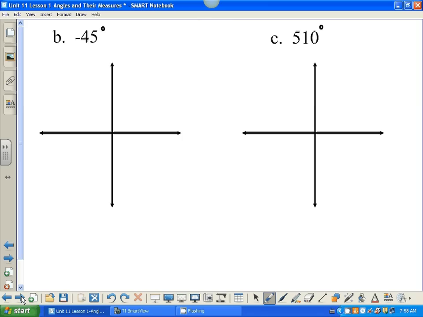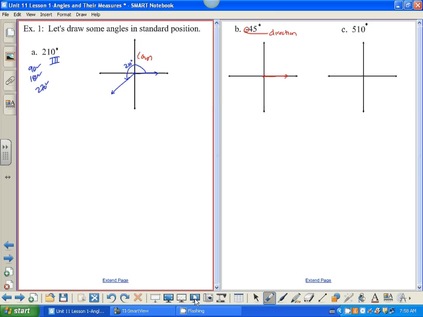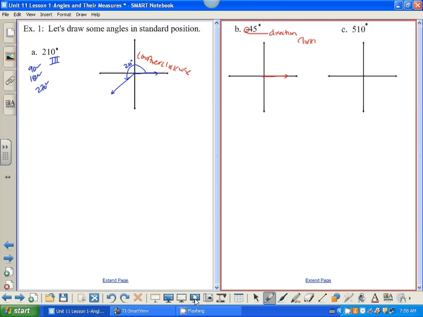All right, a negative 45 degrees. You can have negative angles. When you have a negative angle, this talks about direction. So a negative 45 degree angle is still going to start at the origin with an initial side on the positive x-axis. But instead of going in a counterclockwise direction, like I did in the previous problem with the 210 degrees, with a negative, you're going to go clockwise.